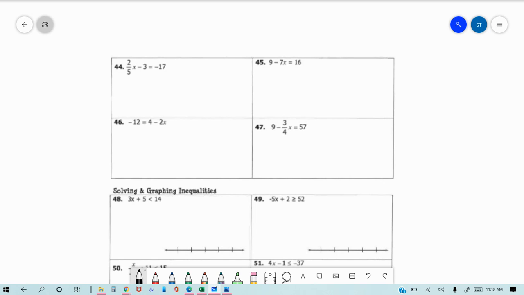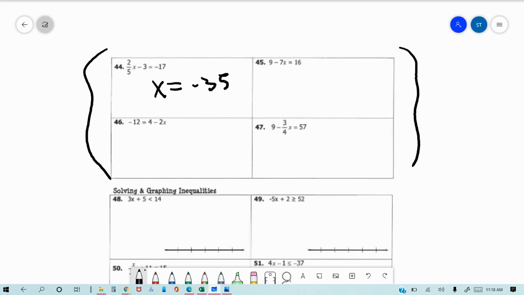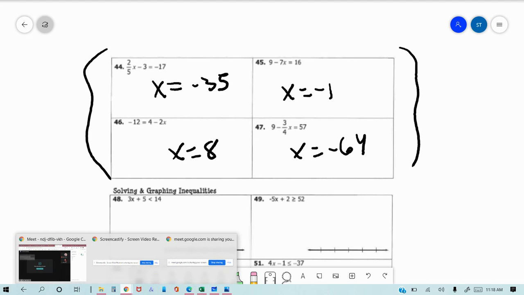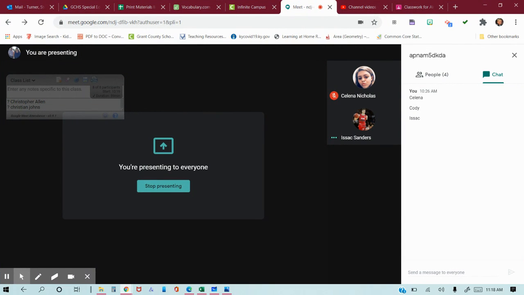All right. I'm not going to go over these because they're the exact same thing that we just did a minute ago. Okay? Exact same thing. But I'll give you the answers. X is equal to negative 35. X is equal to negative 1. X is equal to 8. And X is equal to negative 64. Okay? I'm going to head back to this screen of mine where I am presenting.